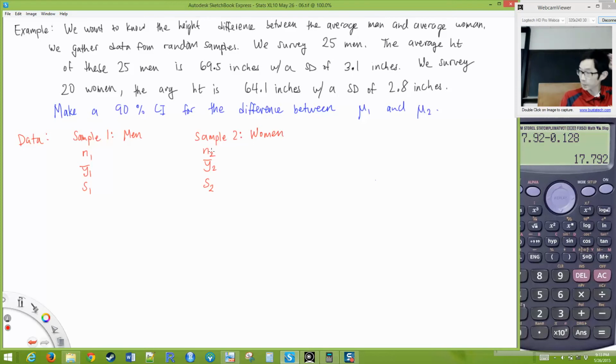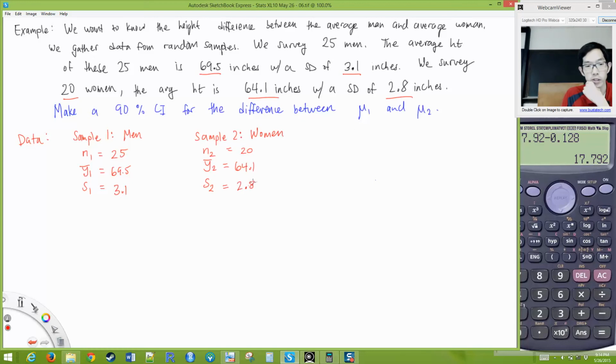So what is N1? N1 is the size of sample 1. So what is that? 25. We have 25 men. What is Y bar 1, the sample mean of the men? In our problem, 69.5, and the standard deviation, 3.1. And N2, what is that? 20, we surveyed 20 women. Y bar 2, 64.1. S2, 2.8. Good. How are we feeling?